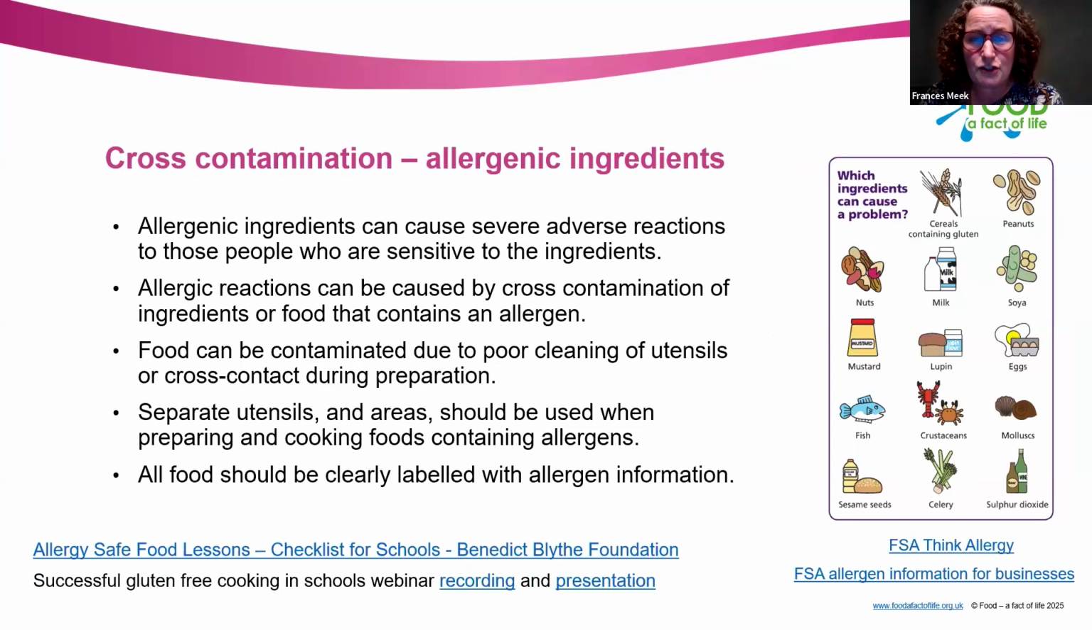A little bit more about cross-contamination. That's obviously something we've got to be really careful with in schools, making sure that we're not passing allergens from one product to another, or from one piece of equipment to another. It often happens through poor cleaning of utensils or cross contact during preparation. So just a couple of things on here about separating utensils and having separate areas when preparing and cooking foods containing allergens, and also making sure that everything is really clearly labelled with allergen information. There are some links on there to the Food Standards Agency with some further information that will help you. And also a link to the webinar that I was talking about that Niamh did for us a little while ago, Successful Gluten-Free Cooking in Schools. That will give you some really hands-on tips about the kind of things that you can be doing in order to prevent cross-contamination and any further problems after that.